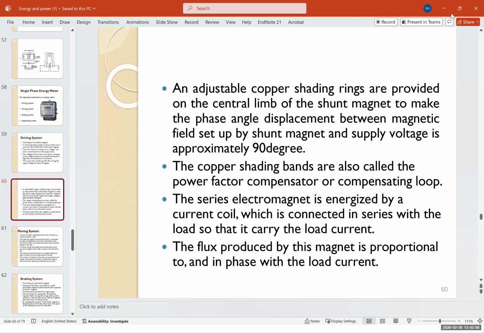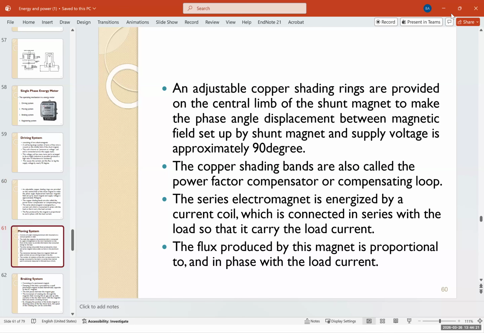The copper shading bands are also called the power factor compensators or compensating loop. The series electromagnet is energized by a current coil, which is connected in series with the load so that it carries the load current. The flux produced by this magnet is proportional to and in phase with the load current.